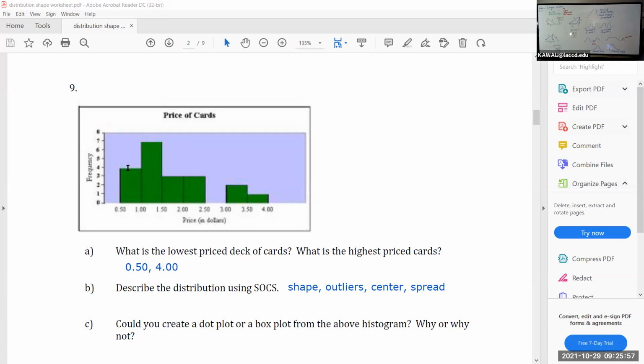So I have 4, 6, so that's 10 people over here. 13, 16, 18, 19. So the center is going to be around the 9th or 10th person. So that's going to be around 150. Okay. And I'm not sure what the spread is. The spread might be from 50 cents to $4, but I'm not sure. Okay, so let's clear this.